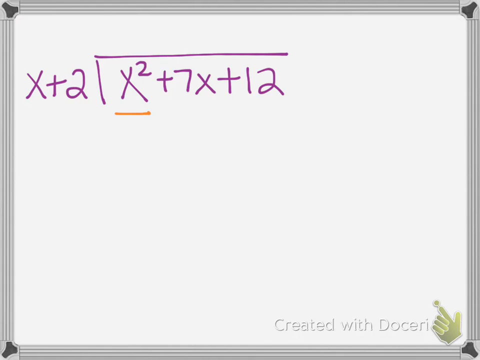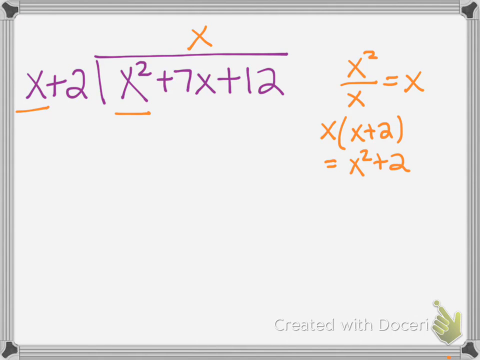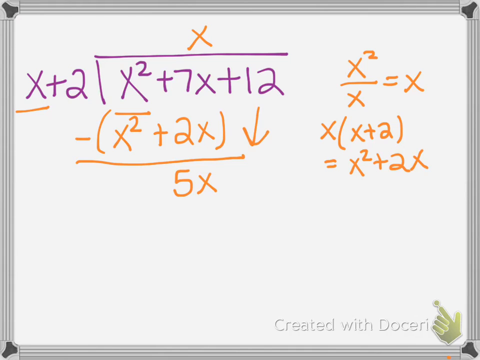Alright, so I'm going to take x squared divided by x, and I get x, so that goes over the 7x. Then we take that x and multiply it by x plus 2, and we get x squared plus 2x. Then we add in our parentheses and subtract. x squared minus x squared is 0. 7x minus 2x is 5x. Then we bring down the 12.